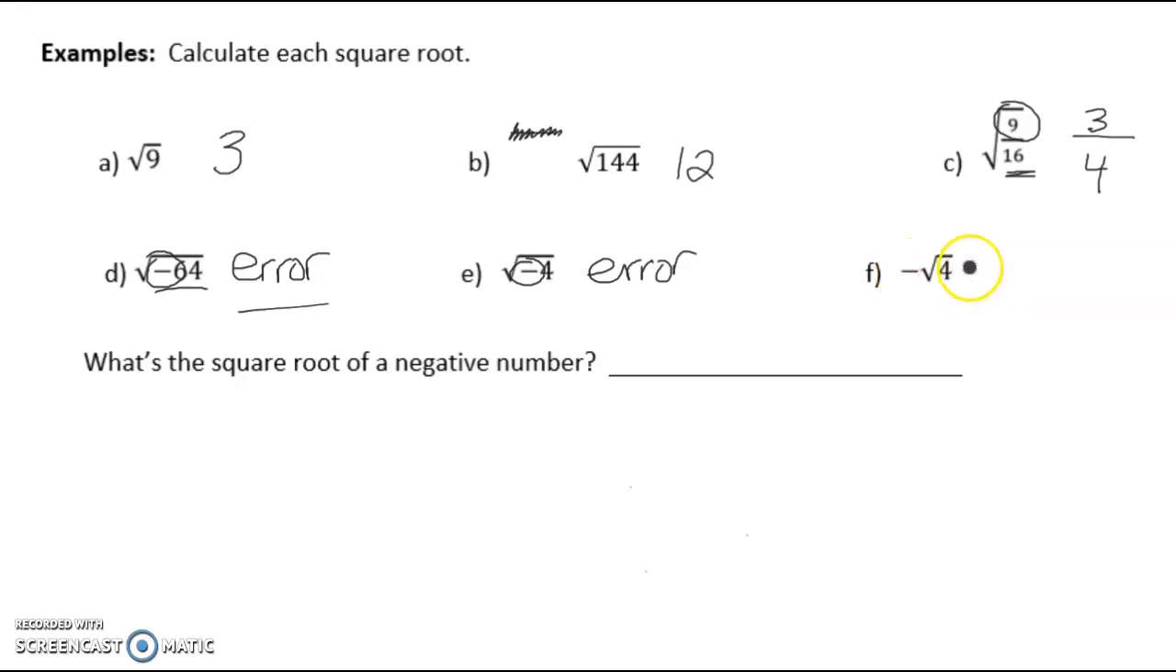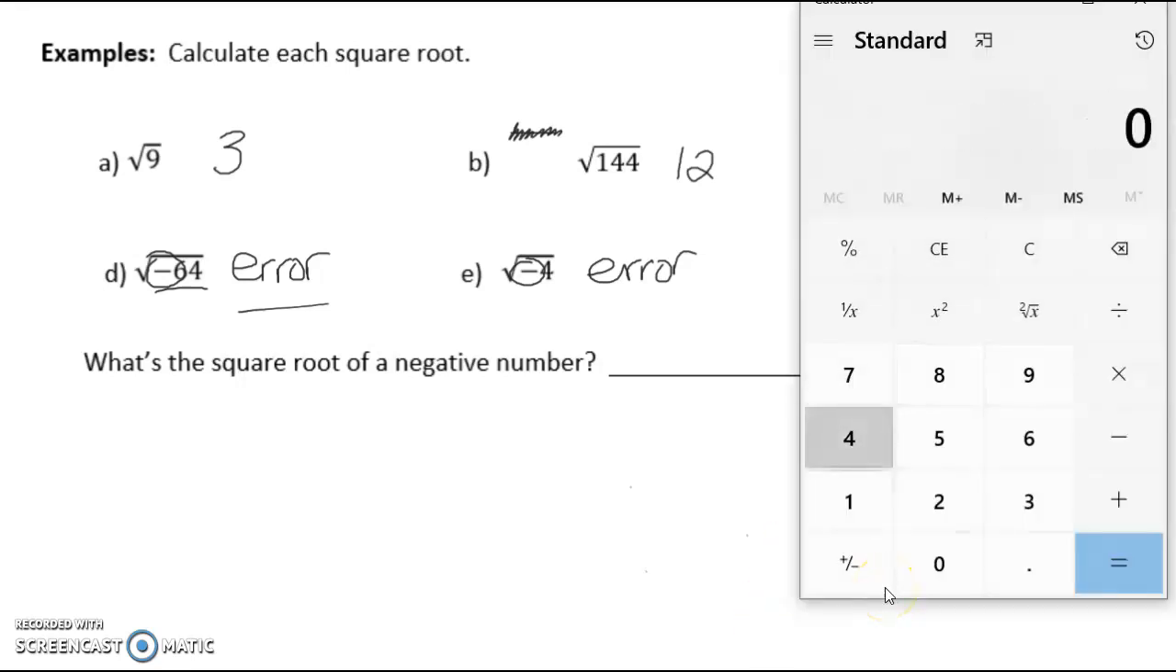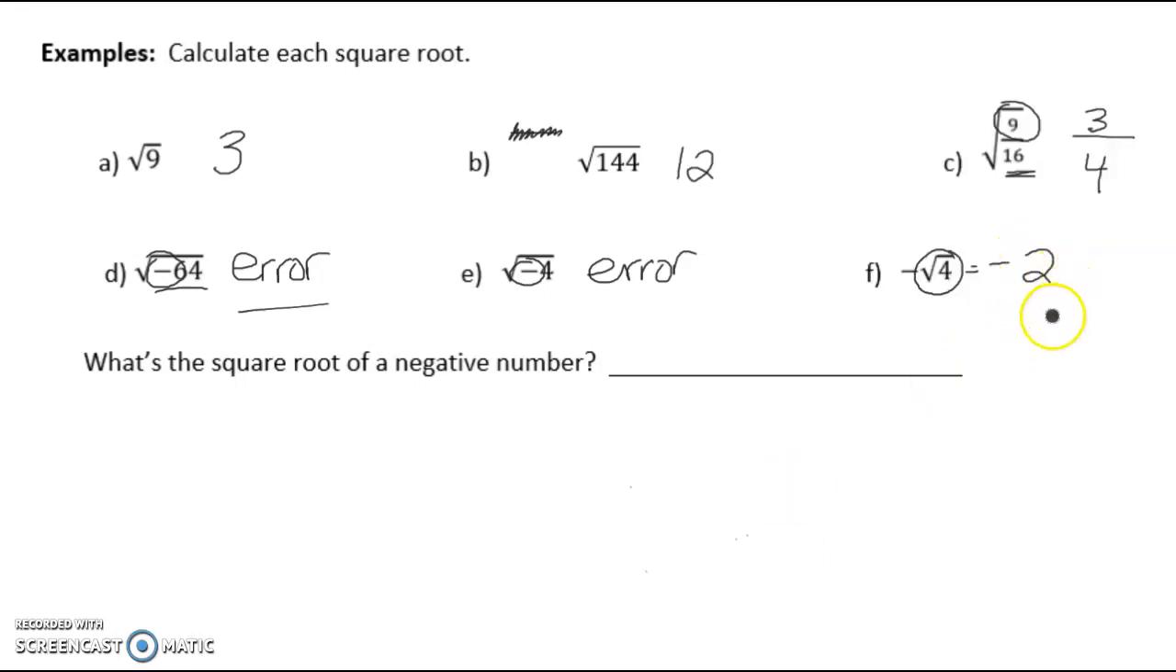Now this on the other hand is different. The negative is out in front. So our answer is going to be negative, and now we just focus on the square root of 4. So in your calculator, 4 square root is 2. So the answer is -2.